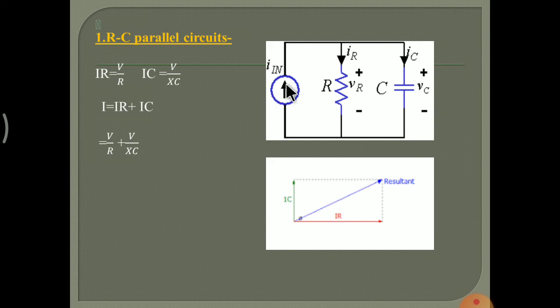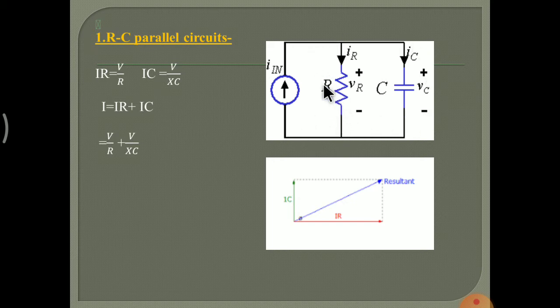Imagine a supply voltage or supply source. R and C are in parallel with each other. R is the notation of the resistor, and this is the symbol of the capacitor. Then R and C are connected in parallel with each other across the supply voltage or supply source.